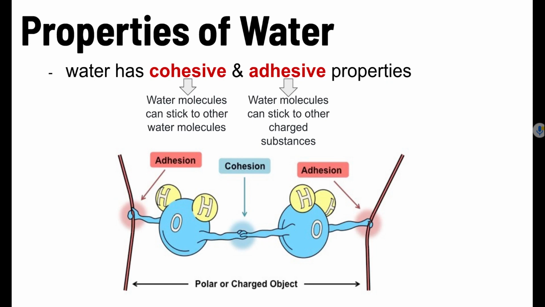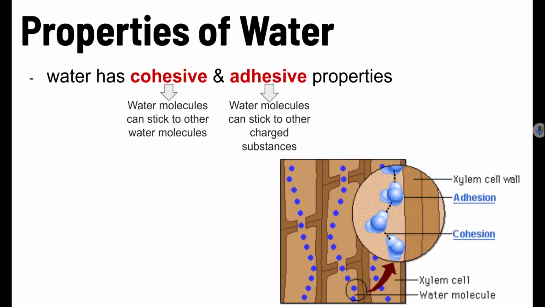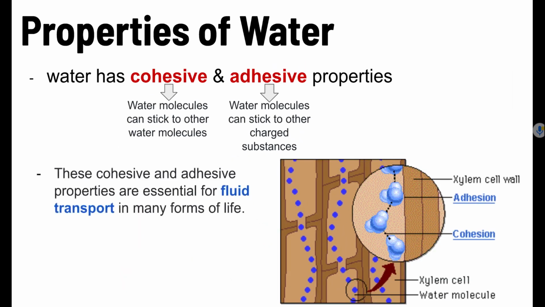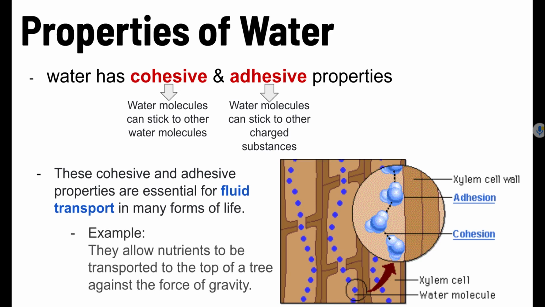And you can see in this image where the water molecules are connecting, that is an example of cohesion, how water can stick to water. But when water molecules stick to some other substance, that's an example of adhesion. These cohesive and adhesive properties turn out to be essential for what's called fluid transport in many forms of life.